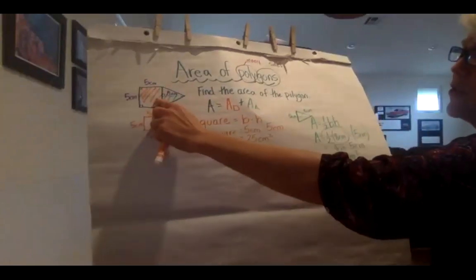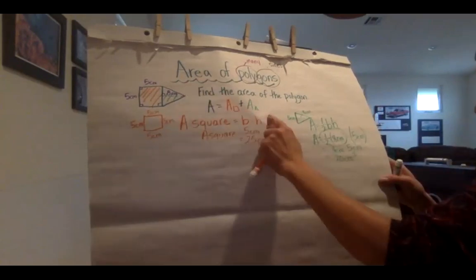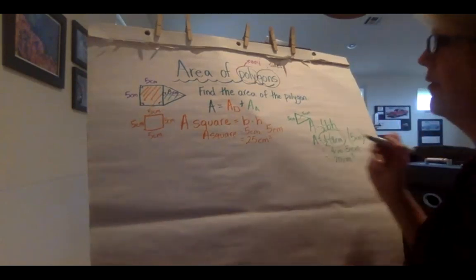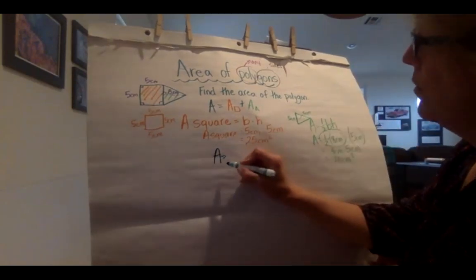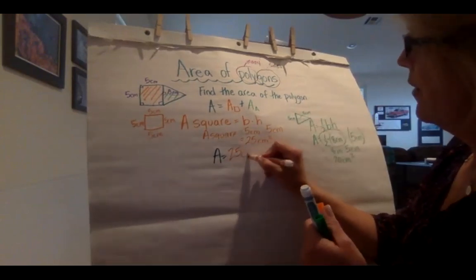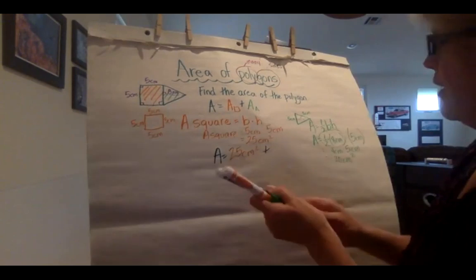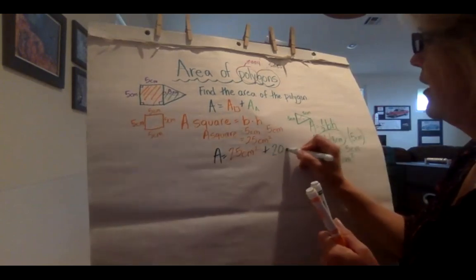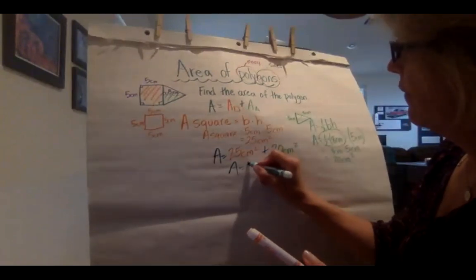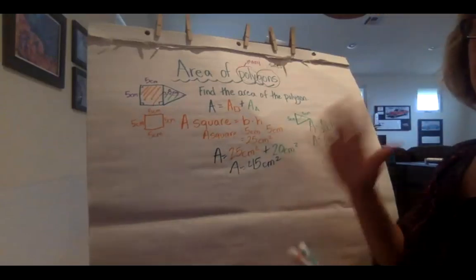So now I have the area of the square and the area of the triangle, and the area of the whole shape is the square plus the triangle, so it'll be 25 centimeters plus 20 centimeters. I'll write that down here. So the area total is 25 square centimeters from the square plus 20 square centimeters from the triangle. So altogether, that area is going to be 45 square centimeters. And that is the answer to number 5.